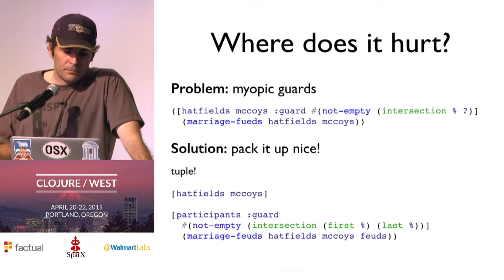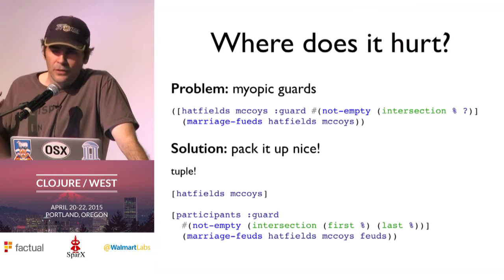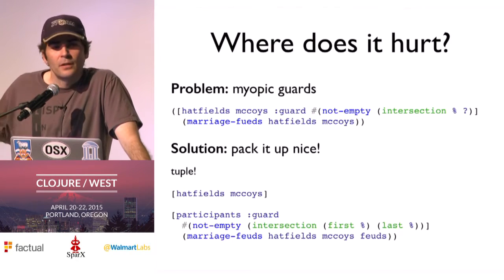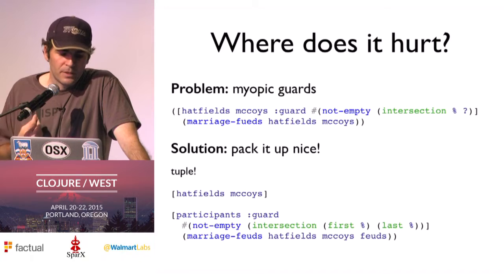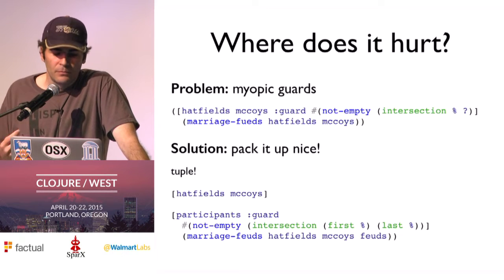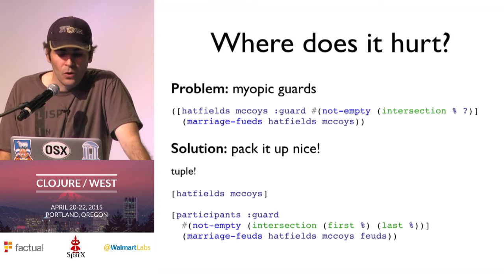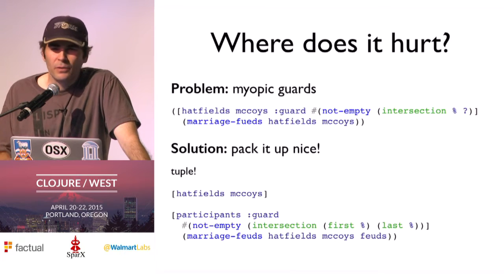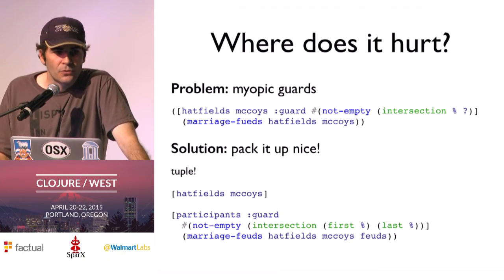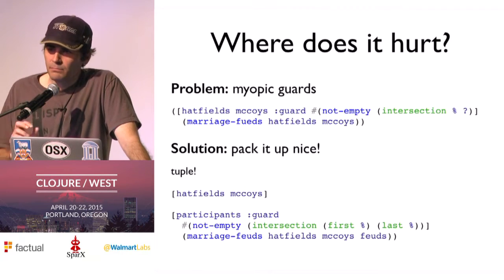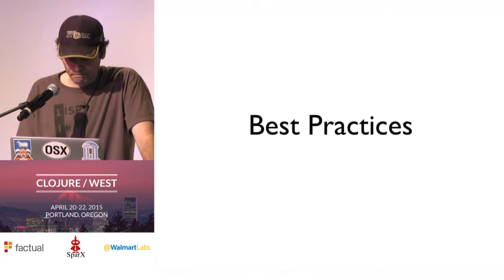There is a workaround, which is that you could pack those arguments up into a tuple. So you just take your Hatfields and McCoys, pack them up into a sequence, and you have one argument called participants that you can then guard on, write your expression as you'd want to look for a non-empty intersection. So that's just something that I occasionally have to do in my code. Not too often, 1 out of 10 times or so, this will come up and makes the pattern matching code not as simple as I would like it to be.